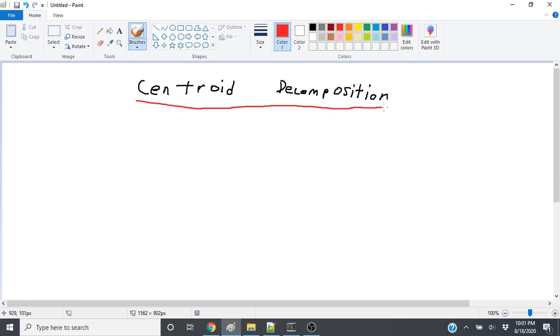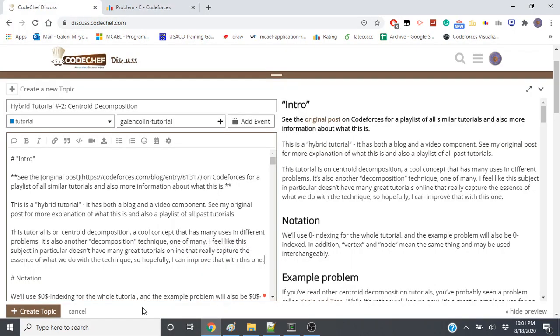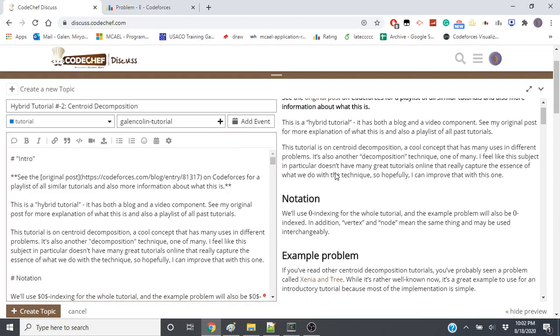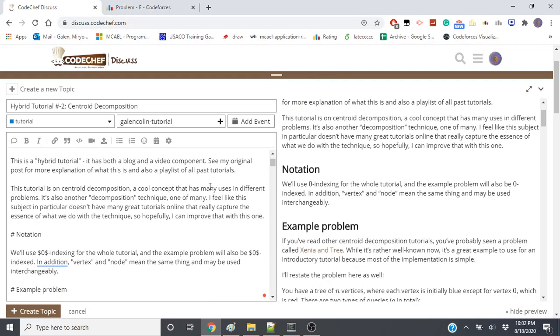And we'll underline it. Okay, so we have an obligatory check of the recording. We're good. I've linked the blog, where you can also see a playlist of all the past tutorials I've done. Right now, I've only done one other one, but these will accumulate over time. Let's start with this. We're going to use zero indexing because that's just how I do it normally.